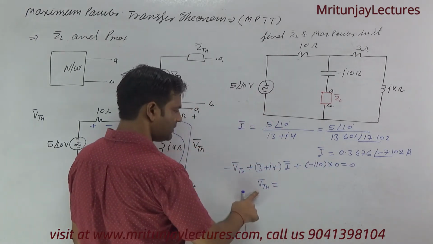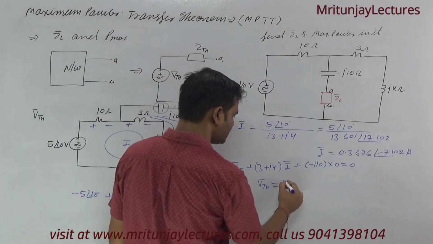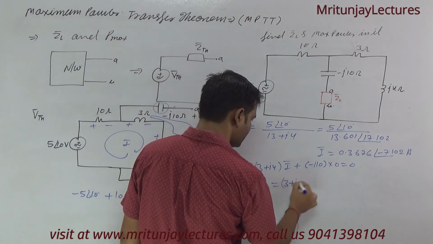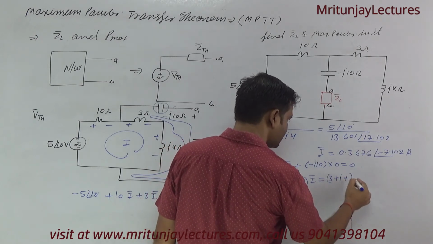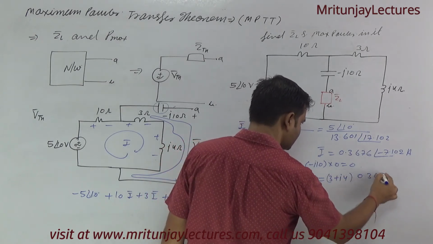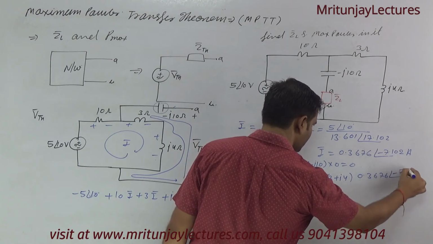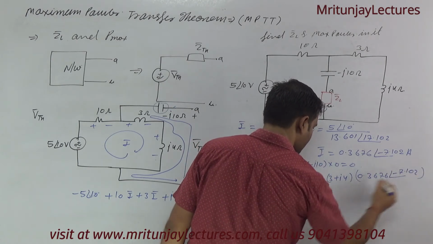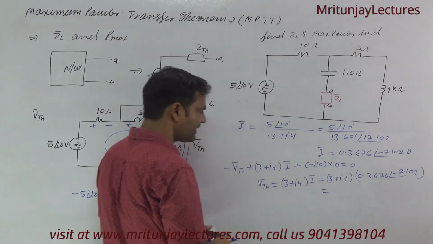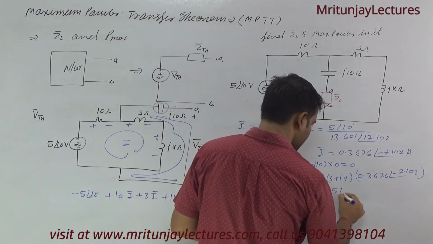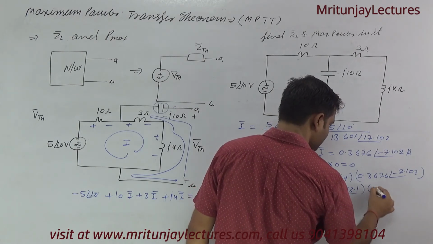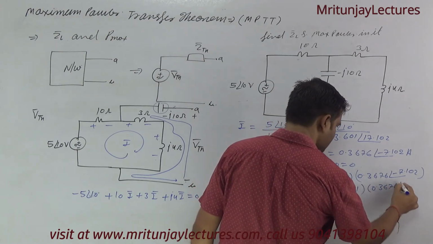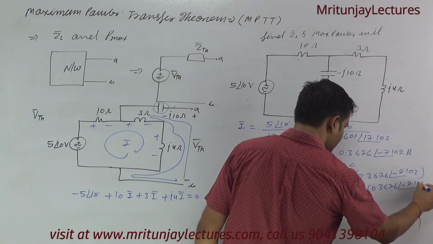Clear? So VTH will equal 3 plus j4 into I. So 3 plus j4 is 5 at the angle 53.1, and I is 0.3676 at the angle minus 7.102.